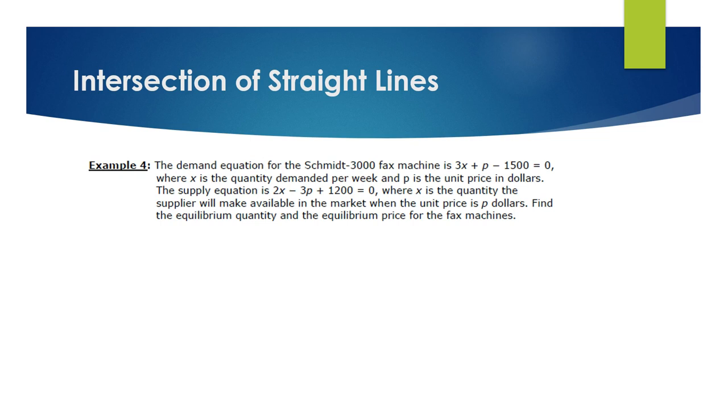Anyway, so we're looking to solve a system of equations, where we have 3x plus p minus 1500 equaling 0, and 2x minus 3p plus 1200 equaling 0. I want to see what x and p values work out for that.